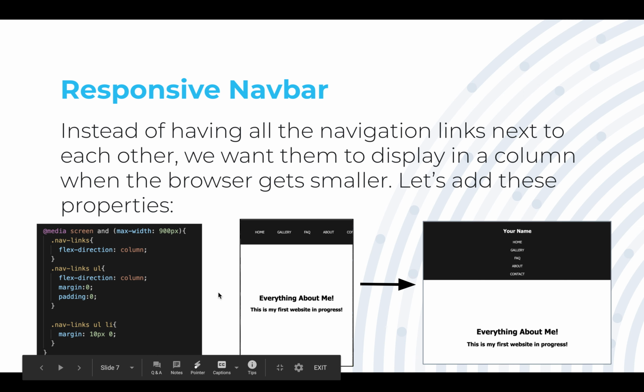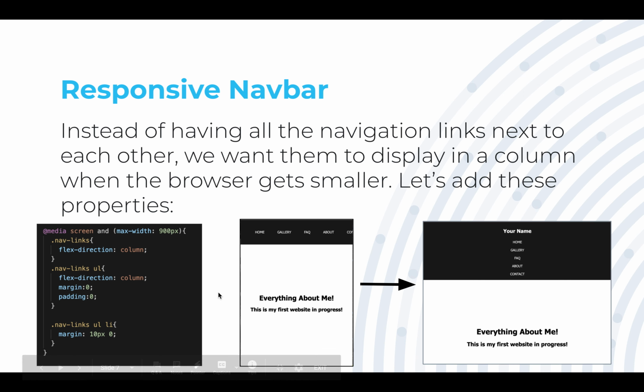Everything else you can figure out and adjust to your liking, the margin, the padding, maybe if you want different transitions to happen when you make your screen smaller. That really is up to you, but adding flex direction column is really important because you want the user to be able to see all the nav links and not have to scroll sideways to access them.